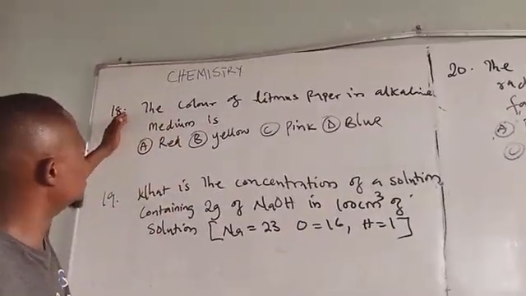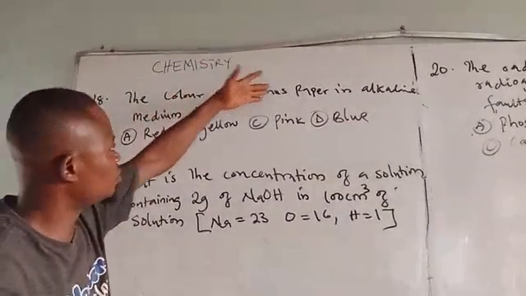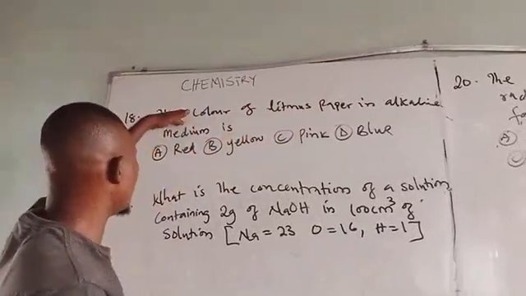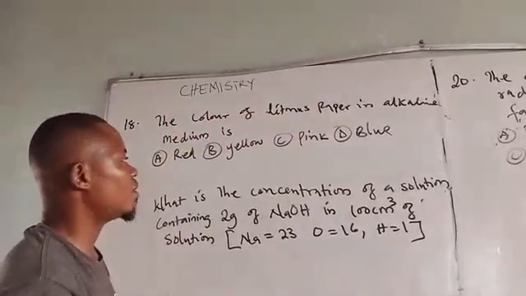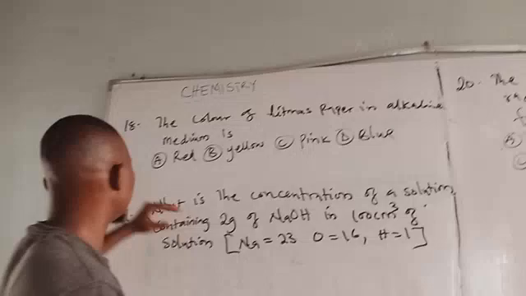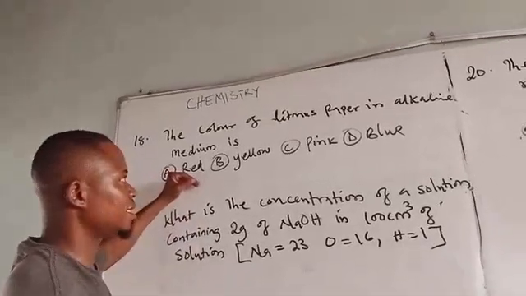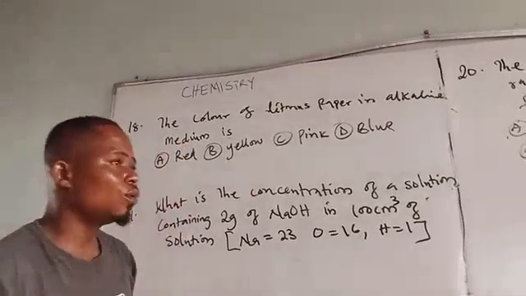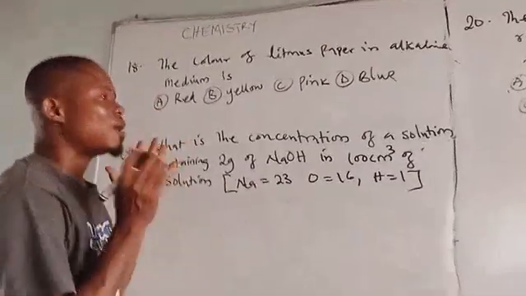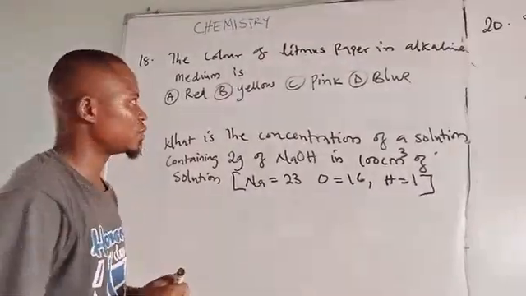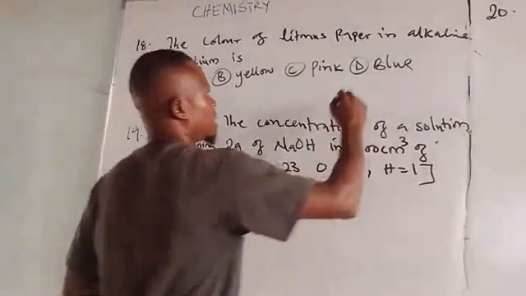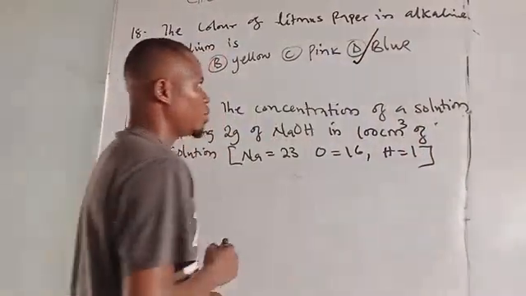Number 18. The color of litmus paper in alkaline medium is, now litmus paper is always red in acidic medium, blue in alkaline medium, and purple in neutral solution. So in alkaline medium, the correct answer is what? B, blue.